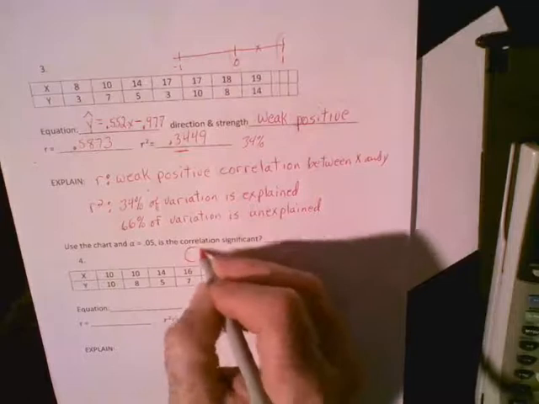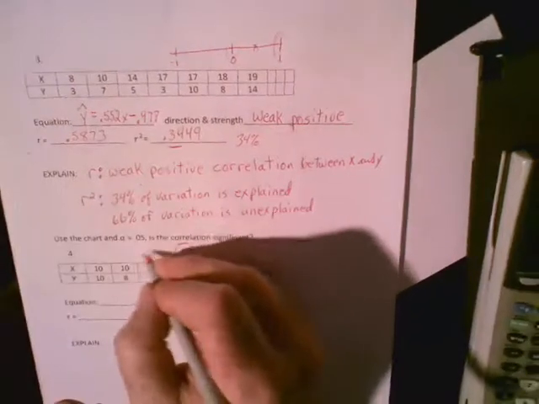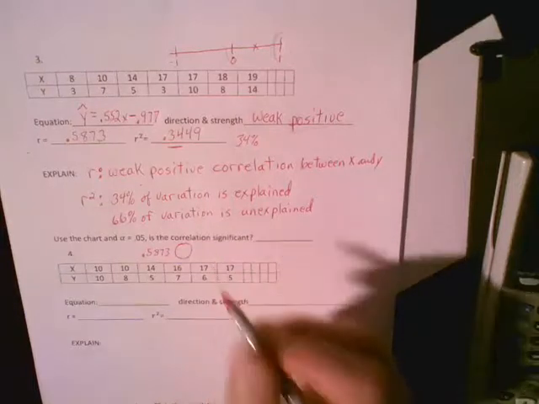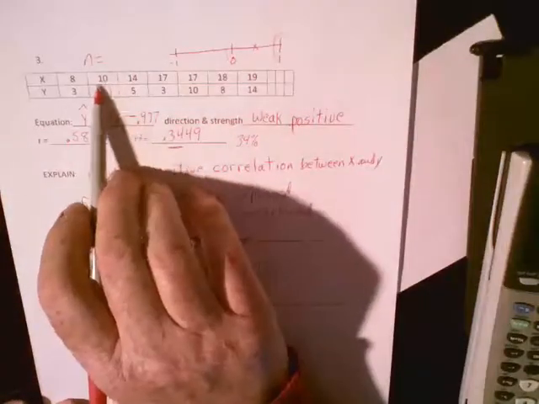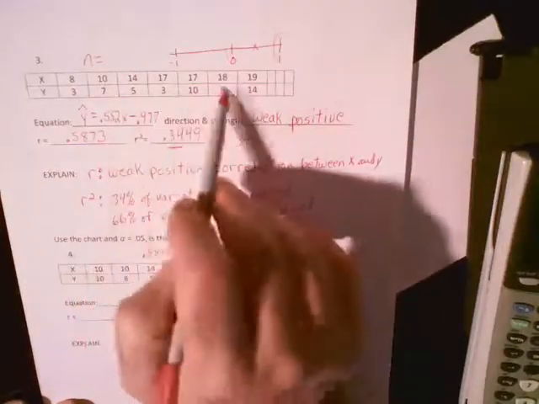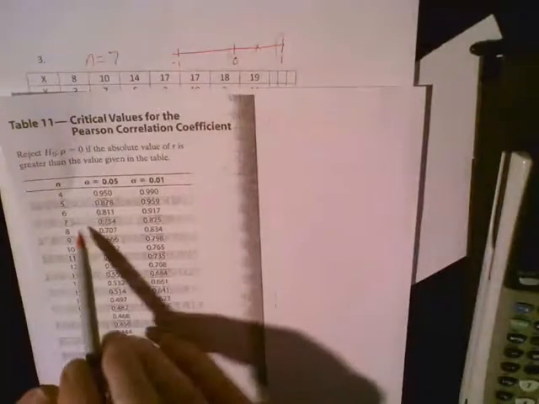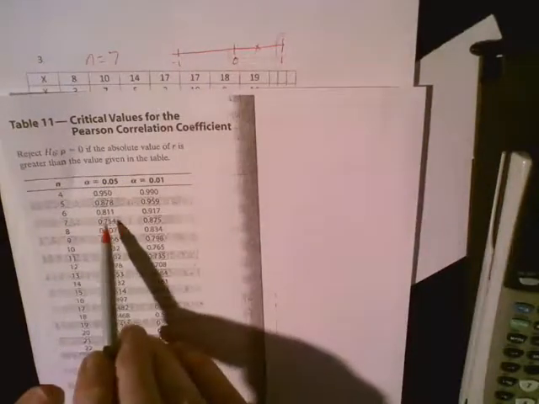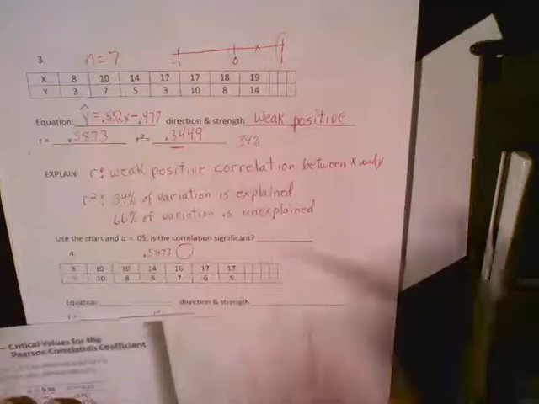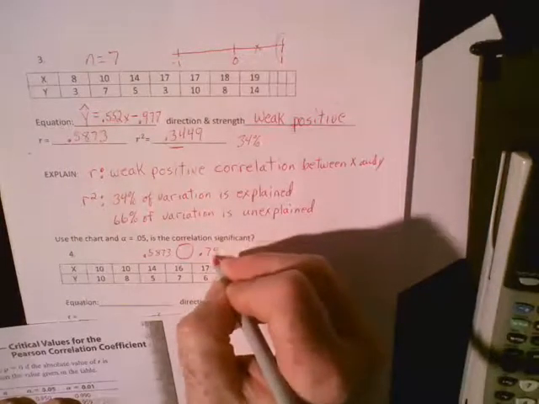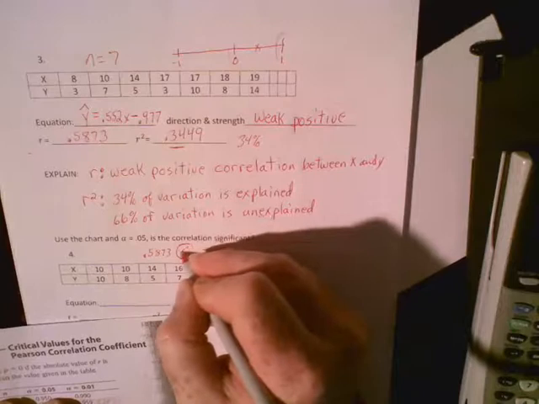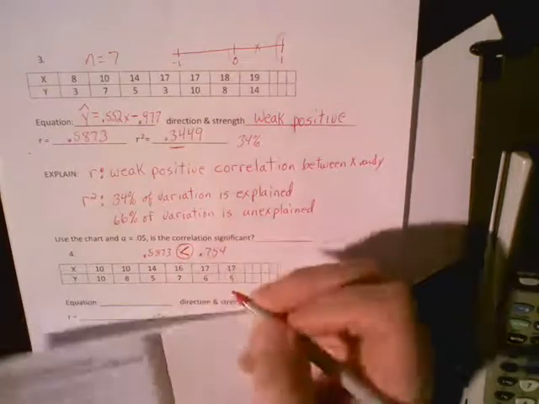So if we use the chart, we want r over here. r is 0.5873, and we grab our chart, and our n this time is 1, 2, 3, 4, 5, 6, 7. So n is 7. Our alpha is 5%. So we go to 7, 5%, it's 0.754. And you'll notice this time that the number from the chart is bigger.